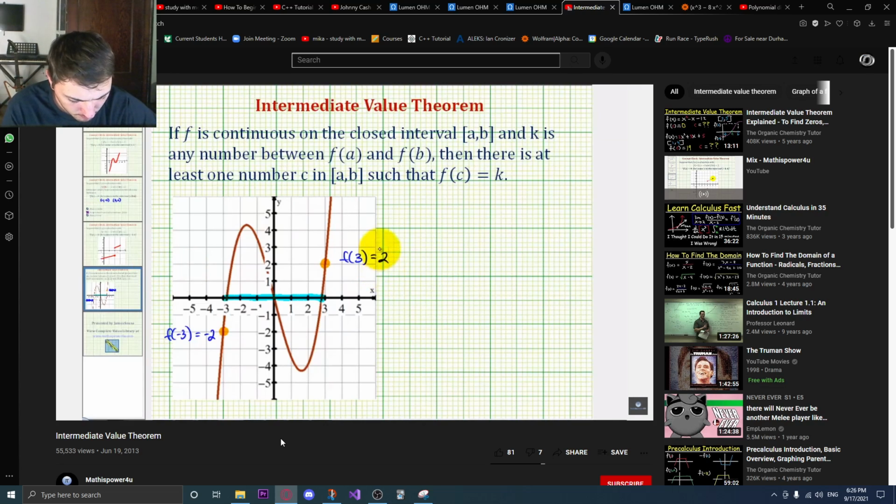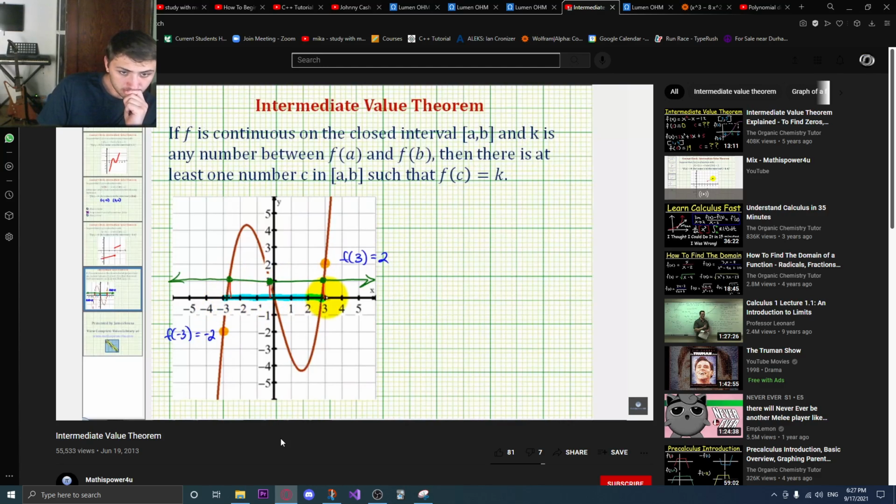Notice how y equals positive 1, or f of x equals 1, would be anywhere along this horizontal line. And notice on the closed interval from -3 to 3, there are actually 3 x values in this closed interval where the function value would be positive 1. The function value is positive 1 here, here, and here. And therefore the values of c, or the values of x in the closed interval, with a function value of positive 1 would be here, here, and here.